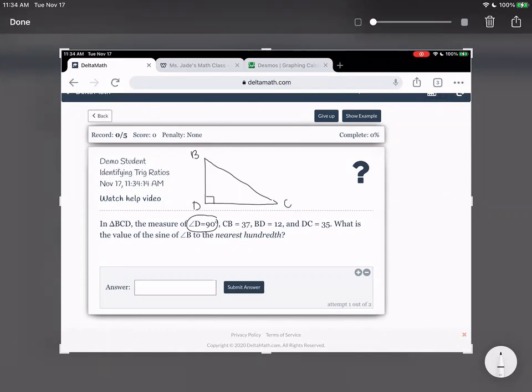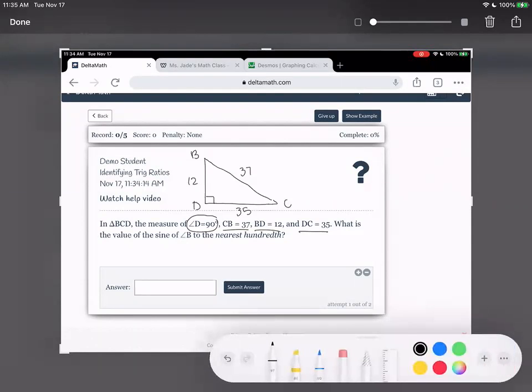Okay, so let's label the rest of the stuff. CB is 37, so that would be this side, the hypotenuse. BD is 12, that would be this side. And DC is 35, that's over here. What is the value of sine of B to the nearest hundredth? So we want sine.